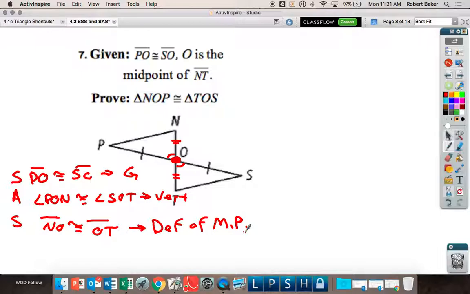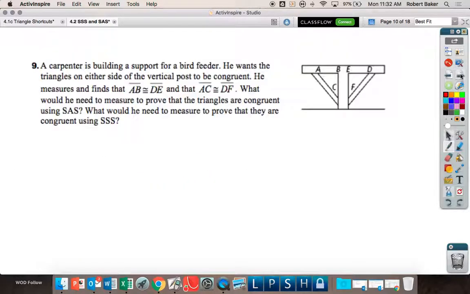Yes. So it proves triangle NOP is congruent to triangle TOS. Why? Side angle side. The side angle side shortcut proves those two are congruent. You kind of see how it works. So you have to really front load these proofs. All right, so we're going to do these together.